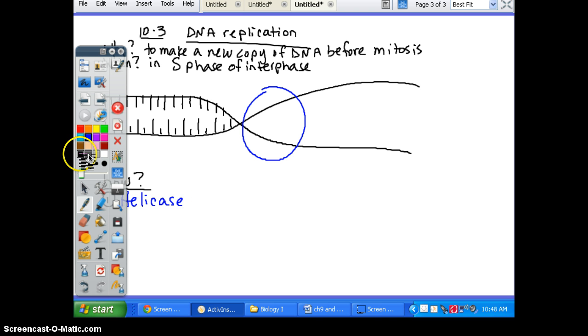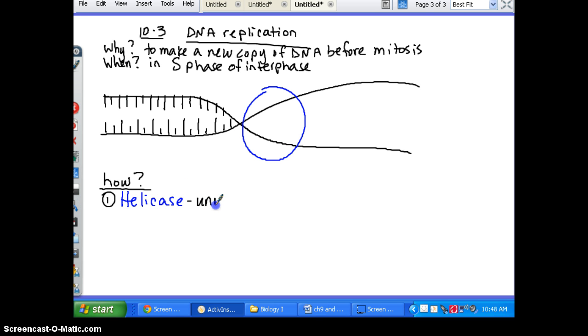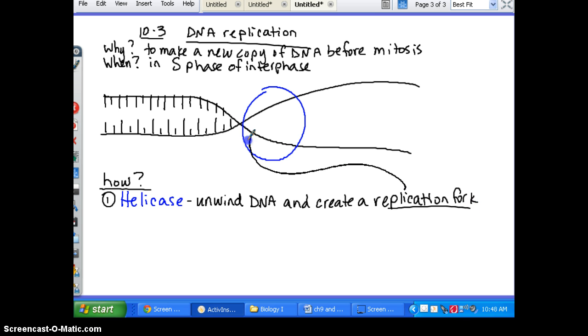Okay, and it is going to unwind the DNA and create a replication fork. Okay, and that replication fork is happening right here, where it's separating from each other. So helicase comes in, it starts to separate the DNA, and now we're going to have kind of this opening where replication is going to occur.